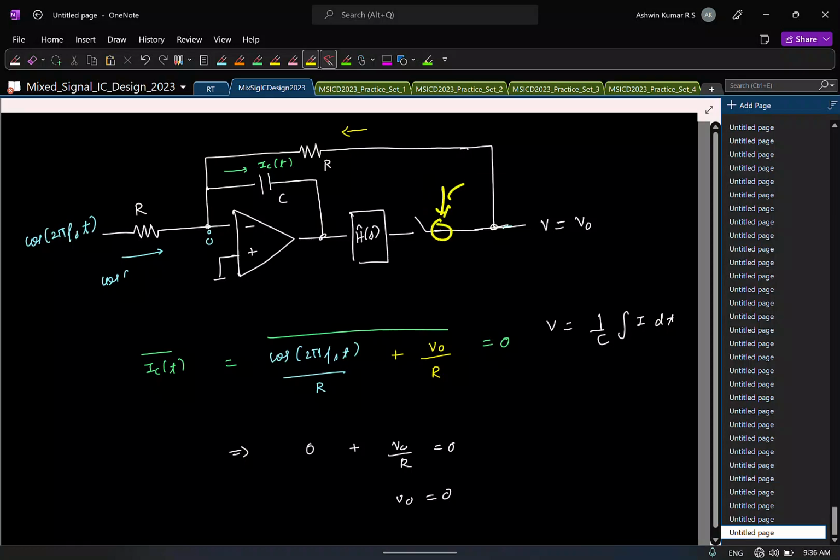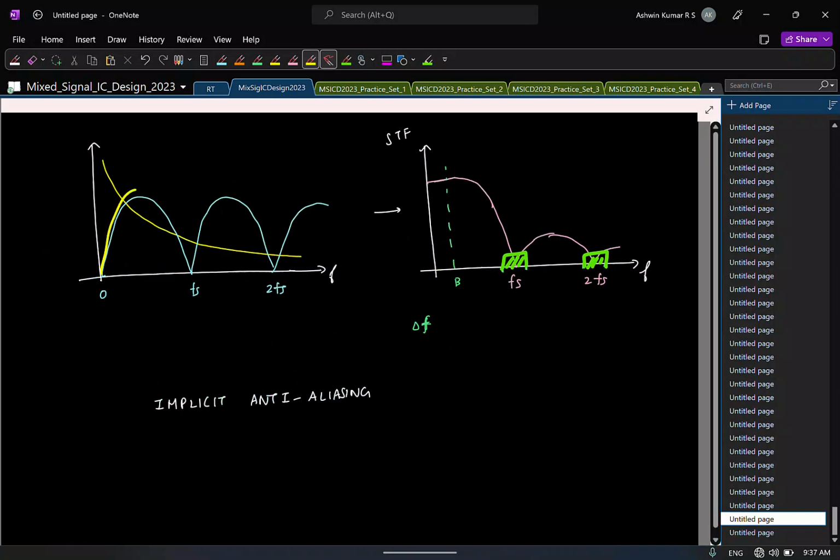any error added here at the output will be shaped by the noise transfer function. Any error added at small frequencies is almost negligible. Which means any aliasing happening due to this sampling operation will also be filtered by the same noise transfer function. That's what happened, right? This noise transfer function is what was making the alias terms go to 0.